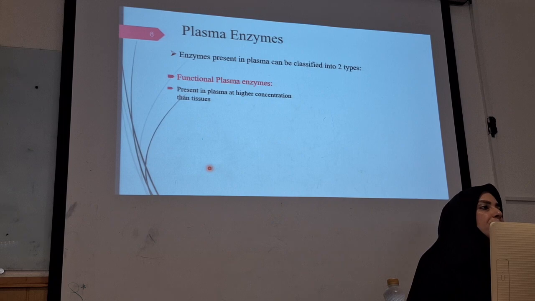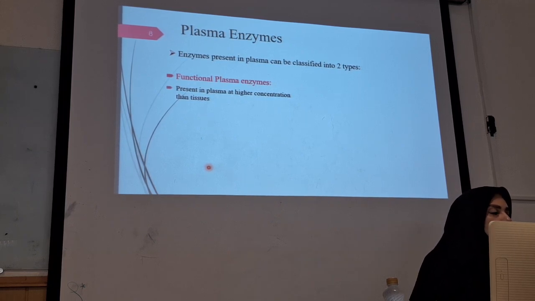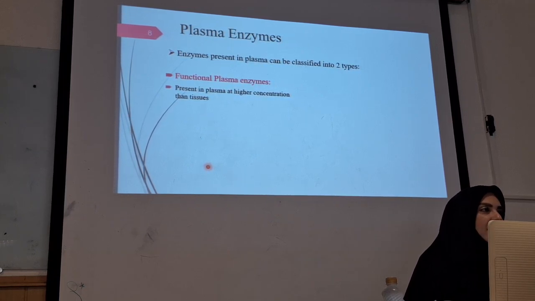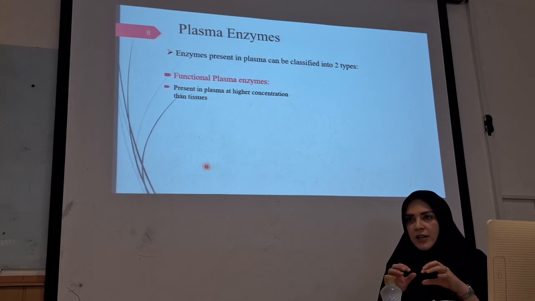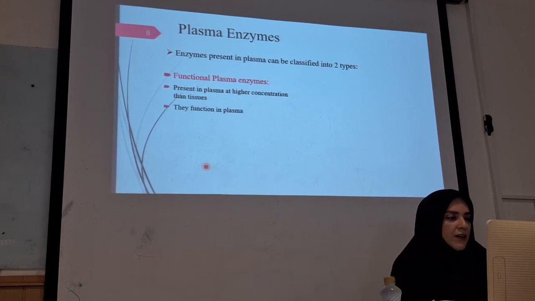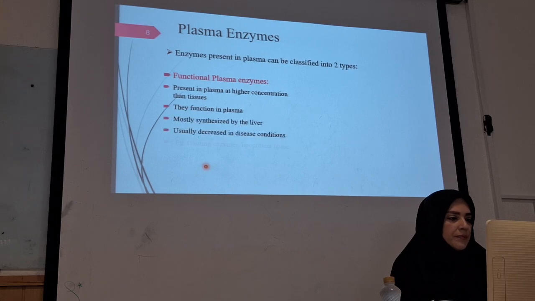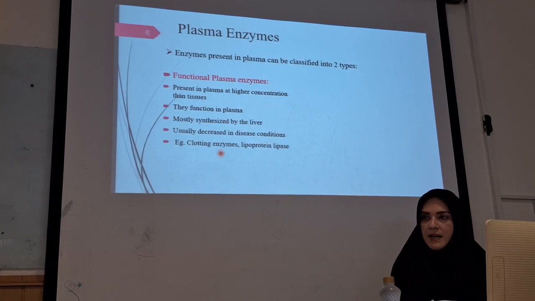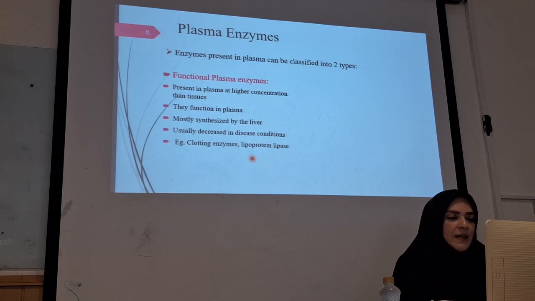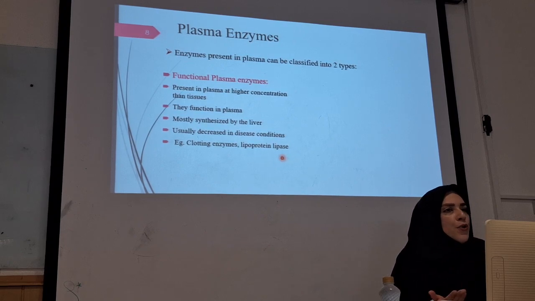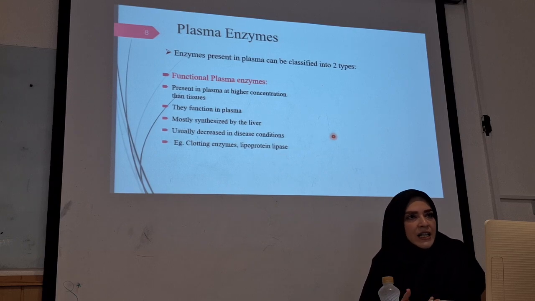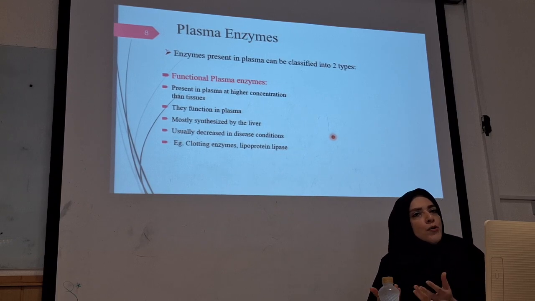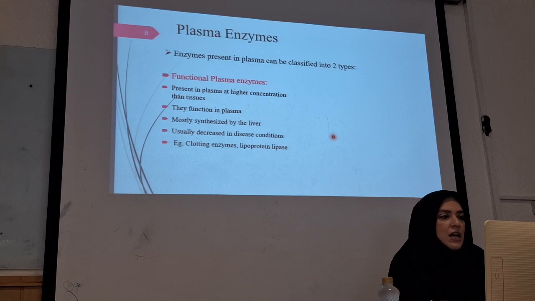It means it's present in the plasma more than in the cell? Yes. It means that they have a specific function in the plasma. Like, for example, blood clotting enzyme or lipoprotein lipase. They are normally found in the serum. So, if you measure the activity of enzyme in the serum, normally they have activity, okay? So, they are considered as functional.